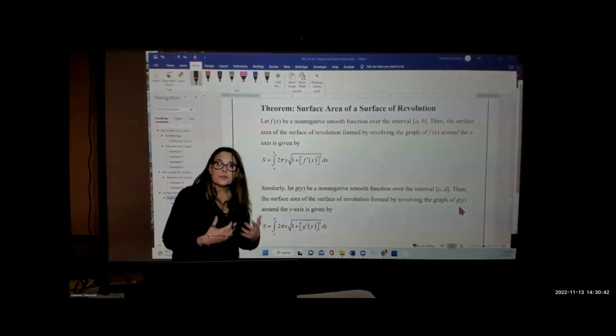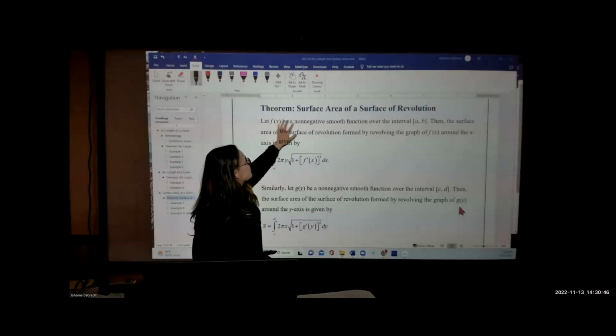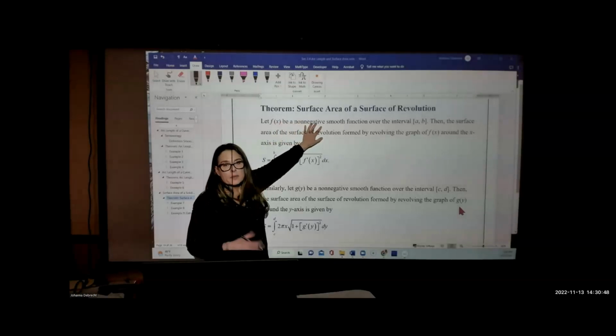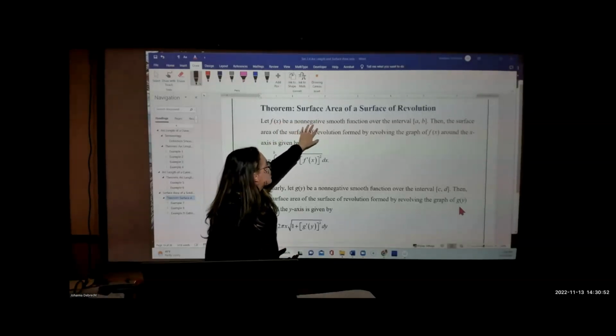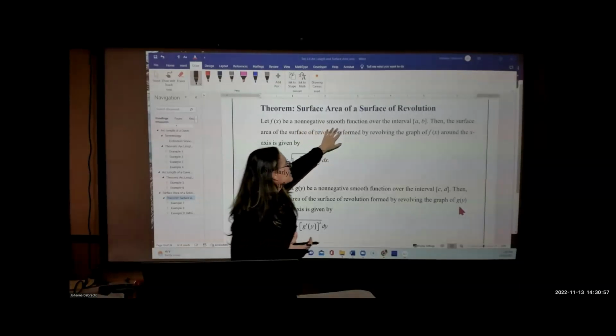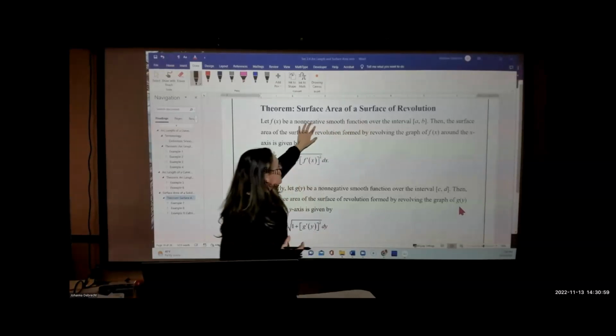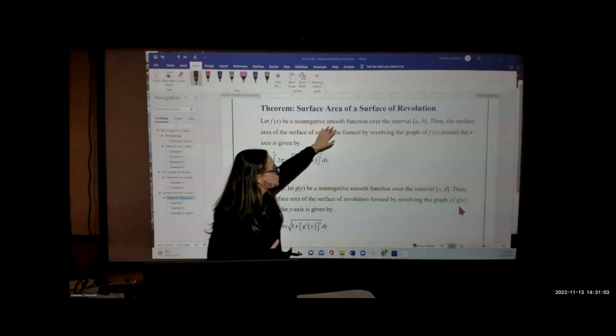So we can do this with respect to x. We can also do it with respect to y. We want the function to be non-negative because we're going to revolve around the axis. It's just better if it's not negative. It can actually be done even if it does revolve that way. Even if part of it is negative, it still works.